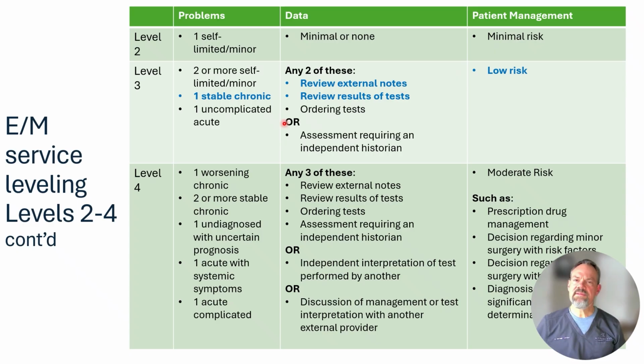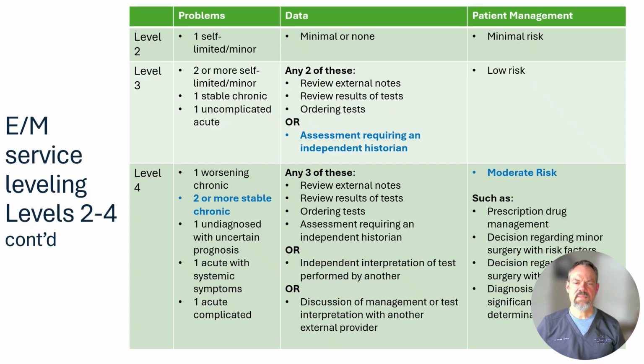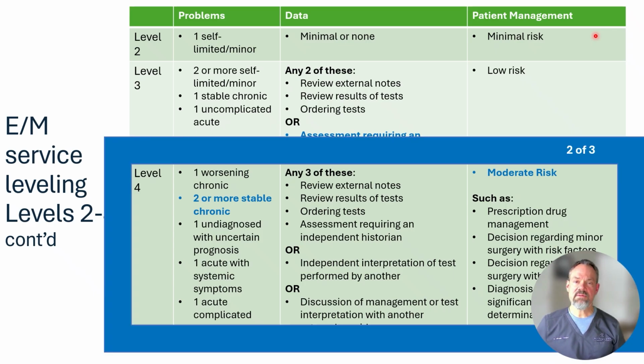So for example, in this particular patient's case, they have 1 stable chronic. We've done 2 of these, and then they also meet low risk. So we've met a level 3 criteria, 3 across. And so that gives us a level 3. And in this example, we meet a level 4 criteria here, we meet a level 3 criteria here, and a level 4 criteria here. So which one do we bill? Well, what we've achieved is 2 out of 3, so we are able to bill a level 4.